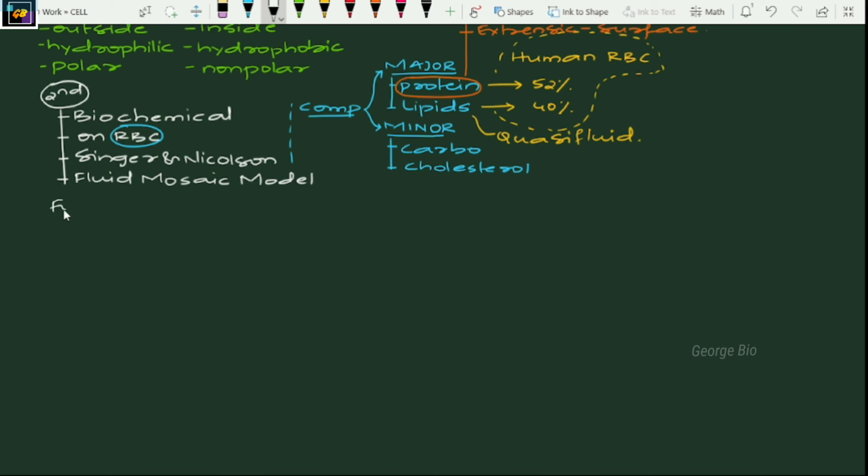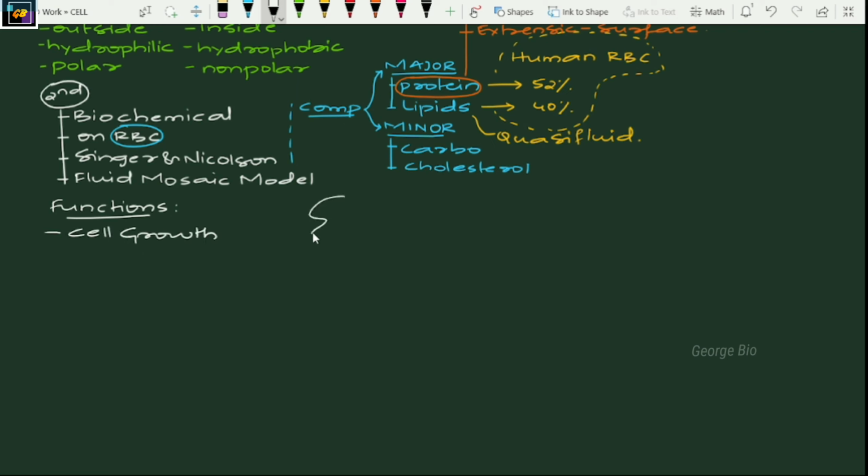Let's talk about functions. If you look at the functions, as the plasma membrane is semi-fluid in nature, or else flexible or elastic in nature, it can help in growth of the cell. So it helps in cell growth.